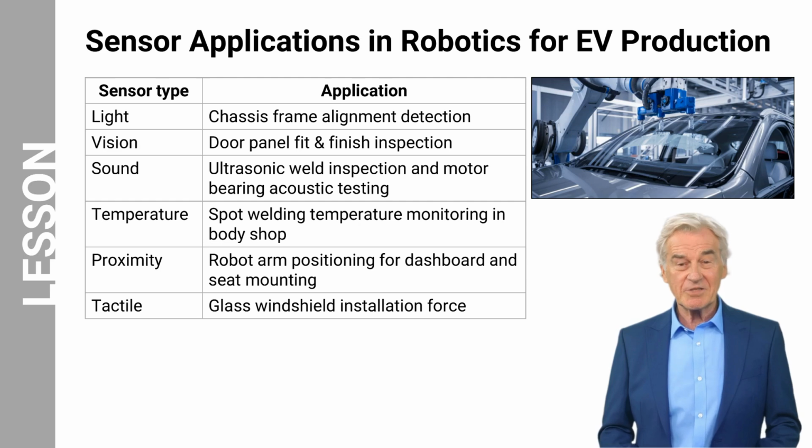Temperature sensors monitor spot welding processes in the body shop to maintain optimal welding conditions. Proximity sensors assist in precise robot arm positioning during dashboard and seat mounting operations. Tactile sensors control the force applied during glass windshield installation to ensure proper mounting without damage.